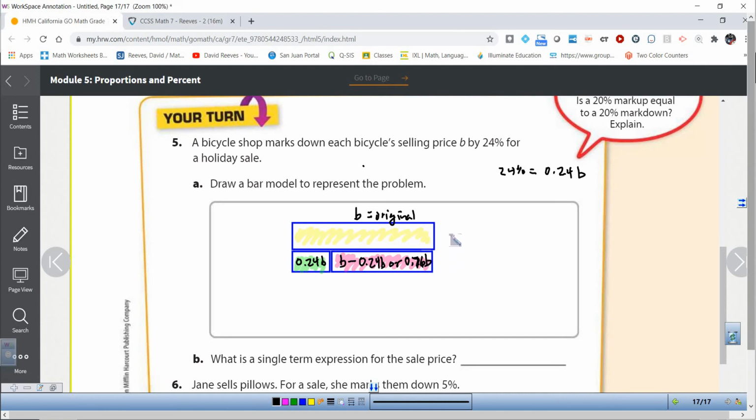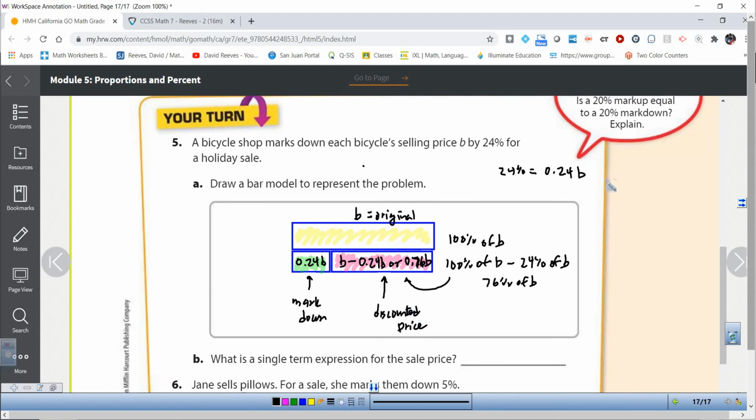0.76 B, right? So again, this is 100%, sorry, 100% of B. This is 100% of B minus 24% of B. That's this part right here, okay? Or that's the same as 76% of B. All right, so there is my bar model. We have our original. This right here represents our markdown. And this part right here is our discounted price.